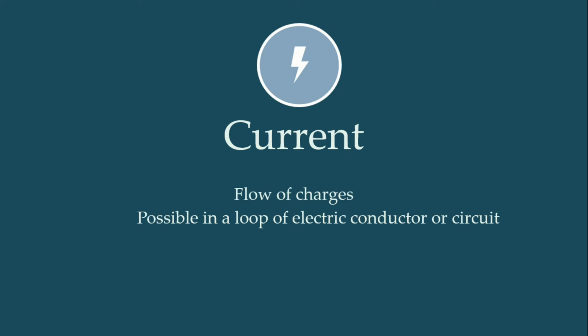Let's wrap it up. Electric current is only possible in a conductor. Aside from that, the conductor should allow the flow of the charges, which will only happen if it is a loop or a closed circuit.